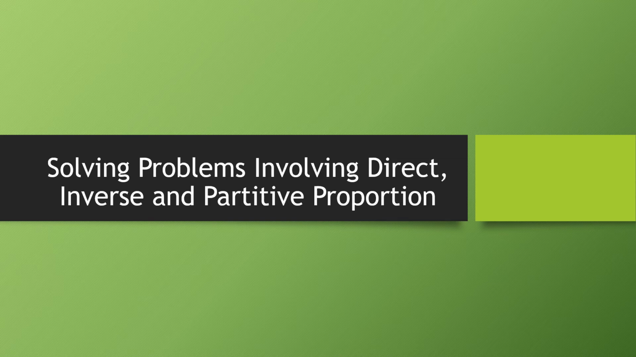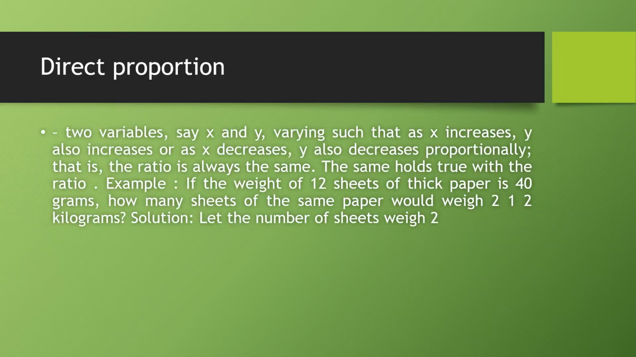Good morning. Today, we will talk about solving problems involving direct, inverse, and partitive proportion. We'll start with direct proportion. Two variables, say x and y, vary such that as x increases, y also increases, or as x decreases, y also decreases proportionally. That is, the ratio is always the same. Now, this is an example of direct proportion.